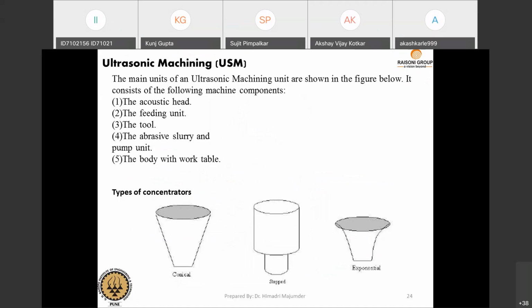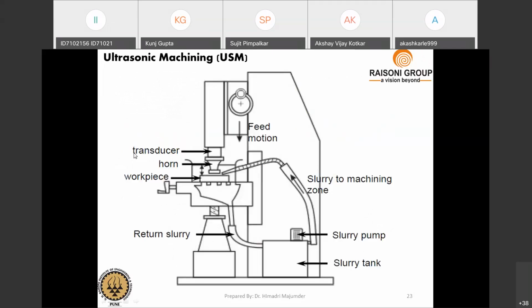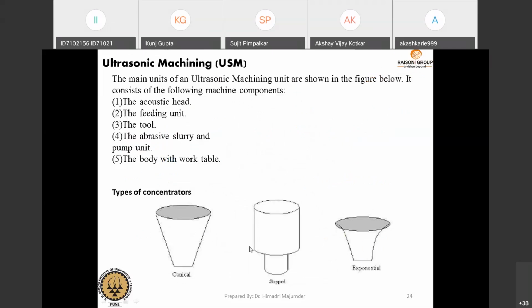Then, depending on what type of machining you want, or what the workpiece surface design should be after machining, we can use different types of horn. It may be conical in shape, which is known as a conical horn; there is a stepped horn and an exponential horn. So these are the different horns you can use. This horn is also called a concentrator. We are talking about this part. These are the three different types of concentrator shown here.